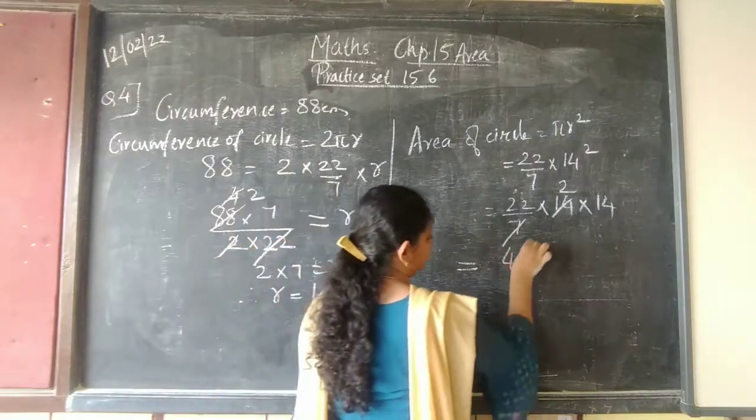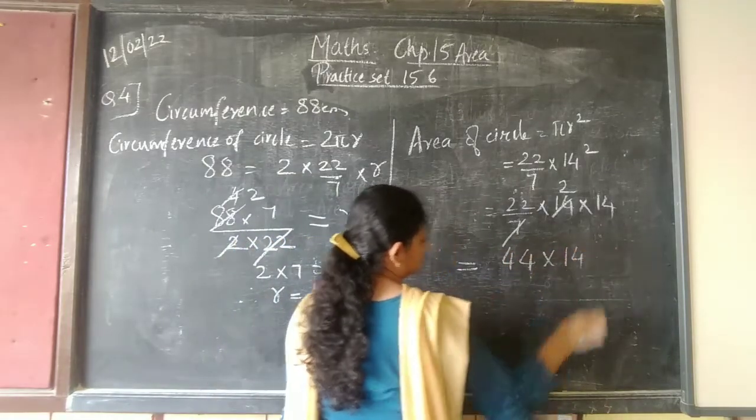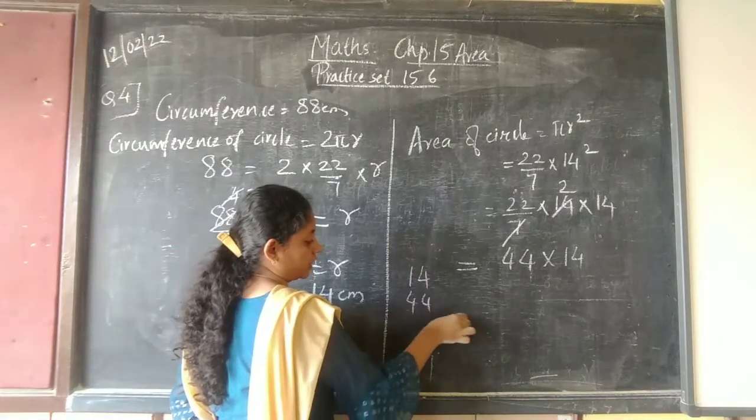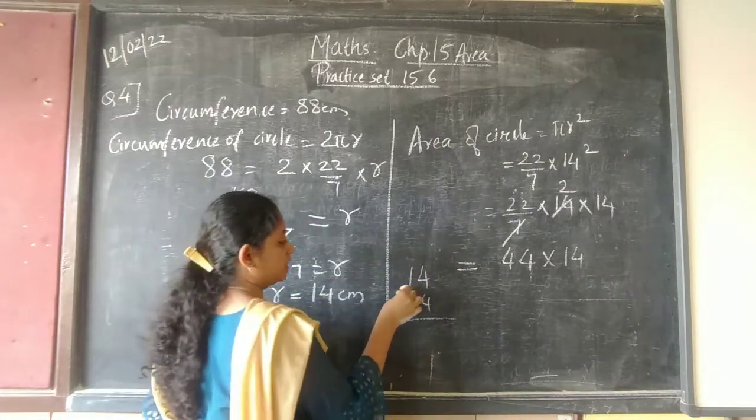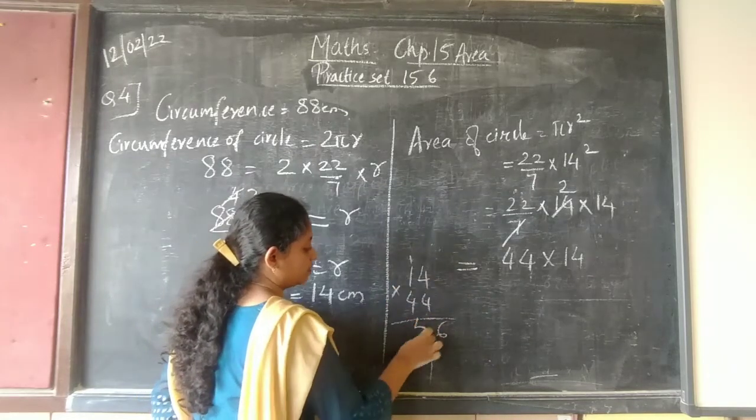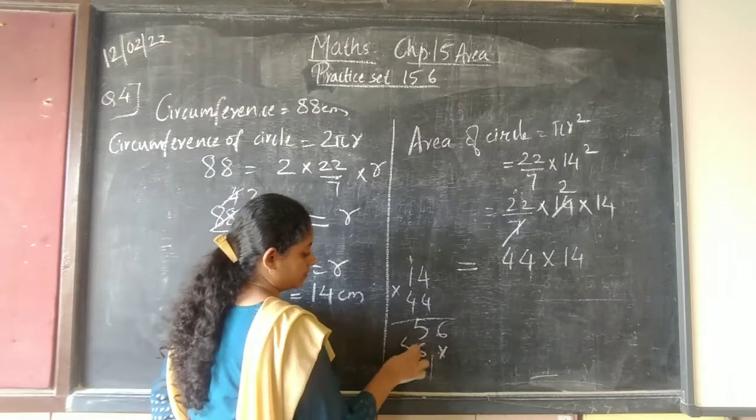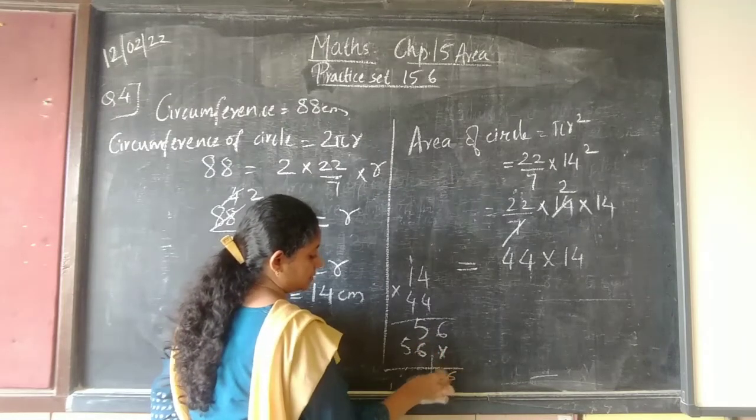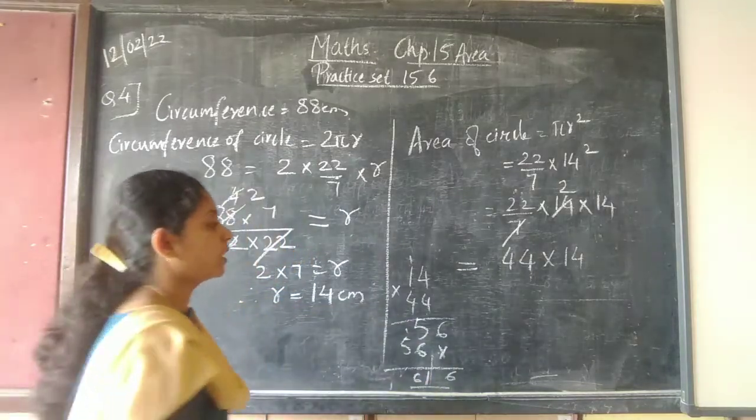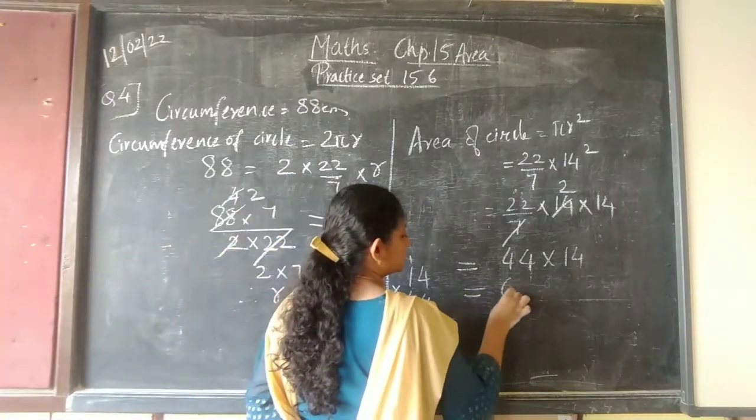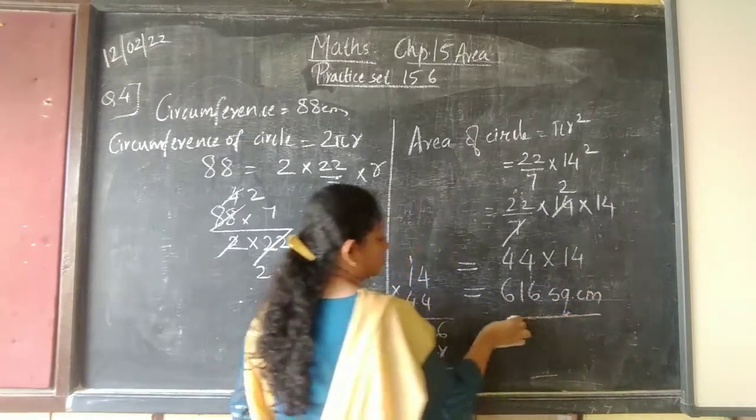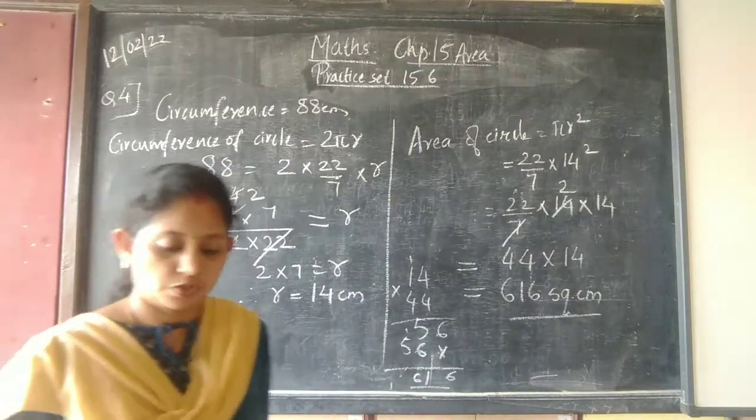44 into 14. Now multiply 14 into 44. I have placed 44 down so that it becomes easy. 4 4s are 16, 4 1s are 4 plus 1, 5. And 6, 5. 6, 11, 616 is the answer. Okay. So what will be your final answer? 616 square centimeter. This is the solution.